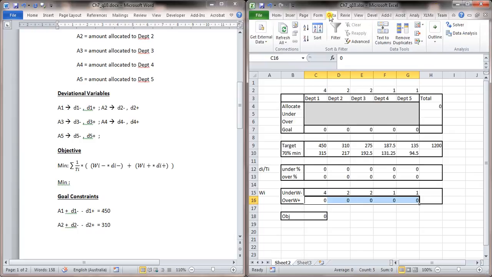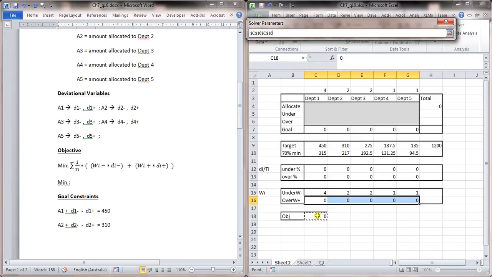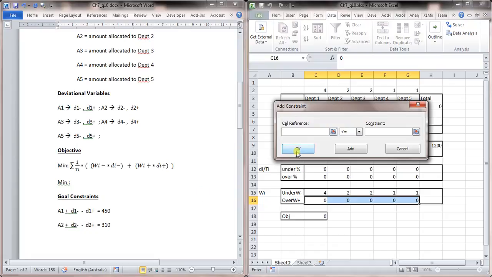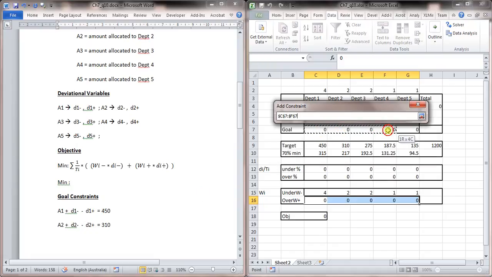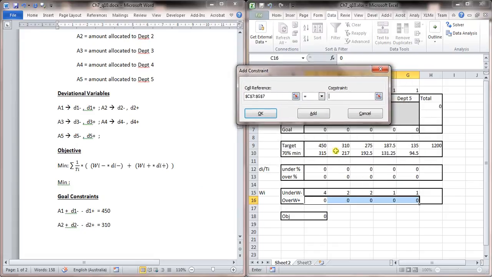So we'll run our solver, Data Solver. Our objective is to minimize the undesirable, that is our objective. And by changing the variable cells, all the amount allocated and the deviational variables, subject to the constraints. So the first constraint is the goal constraint. That is, these values should be equal to the target. Goal value should be equal to the target.